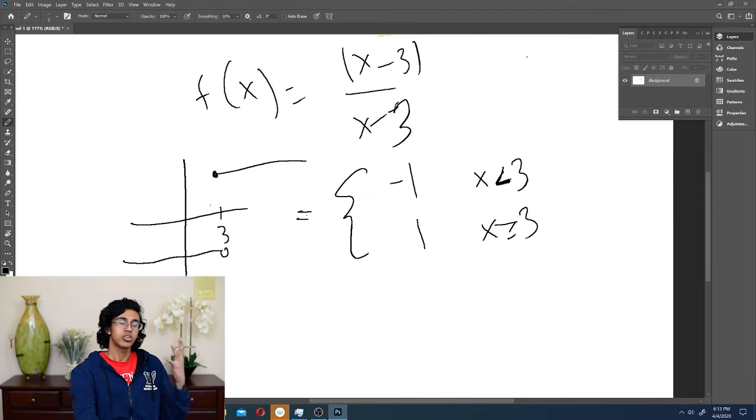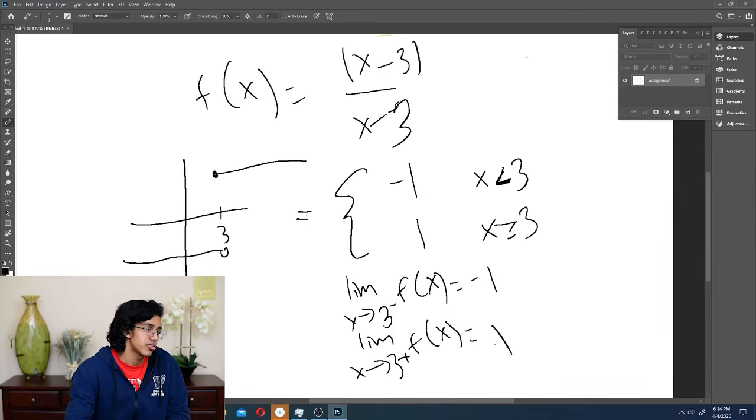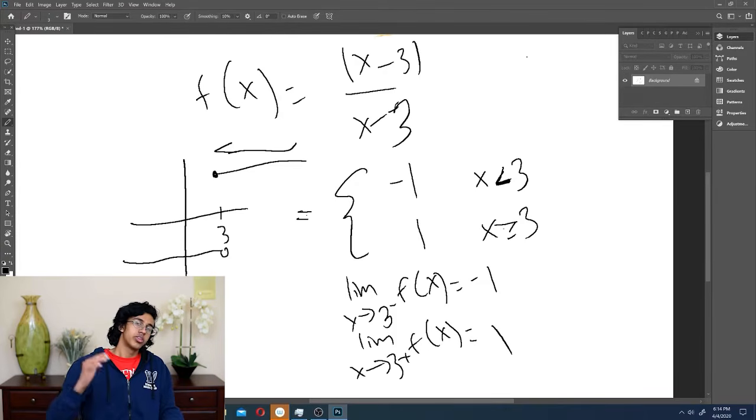So, if you look at the image, it's so easy. From the left as you approach 3 is what? It's -1. And when it approaches from the right side, it's just 1. Like literally, just draw an arrow. Where does it go? It goes to 1. And can you define what the limit is at 3? No, you can't, because it approaches 2 completely different values.